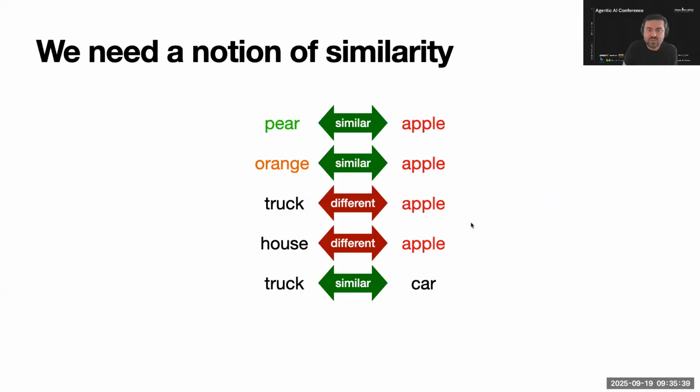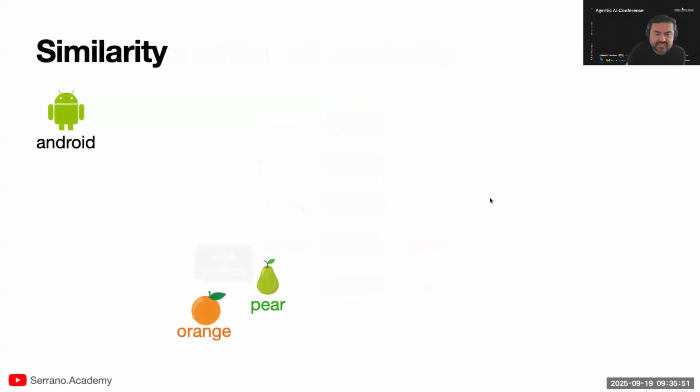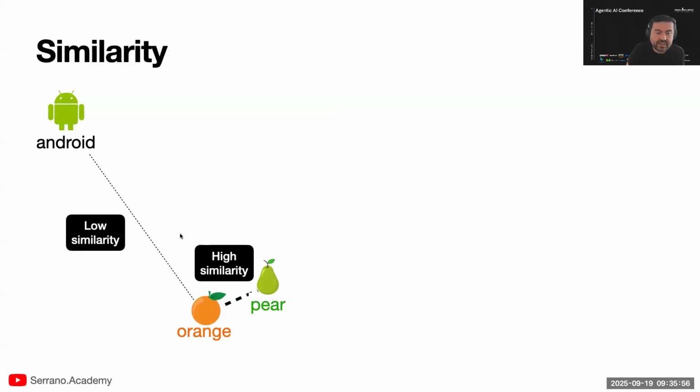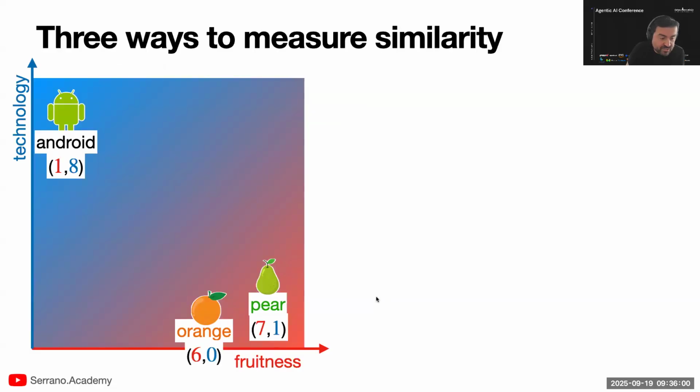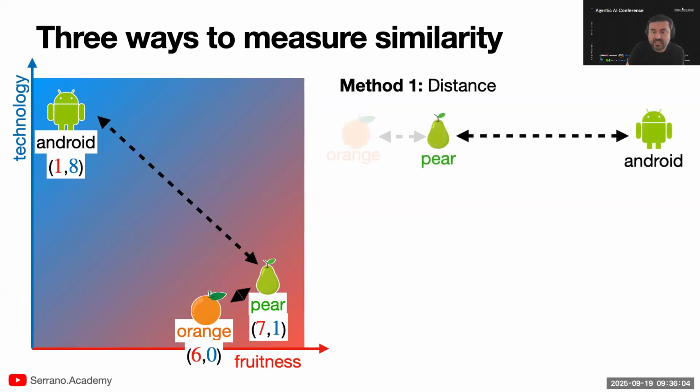And so I need a strong concept of similarity: when two things are similar, like pear and apple, and when two things are different, like truck and apple. And distance actually won't cut it so well. So here's the thing. Let's say that I have orange and pear, with a high similarity, and Android and orange, with a low similarity. I'm going to give you 3 ways to measure similarity. The first one is distance, which I already mentioned. Far away means not similar. Close means yes, similar. That's the worst one.